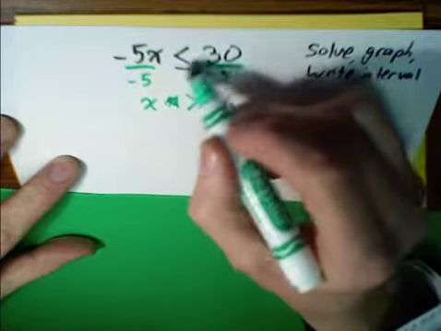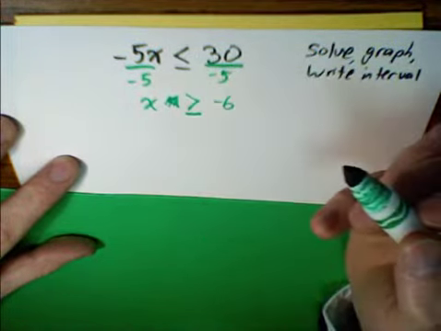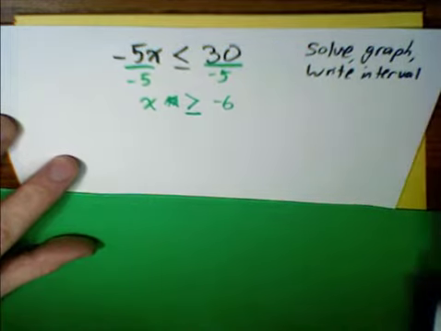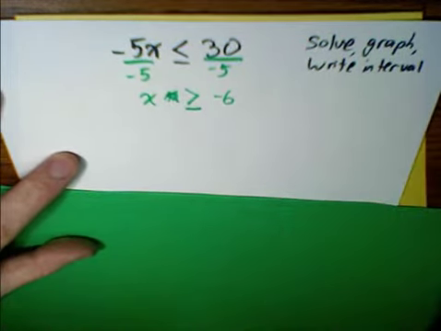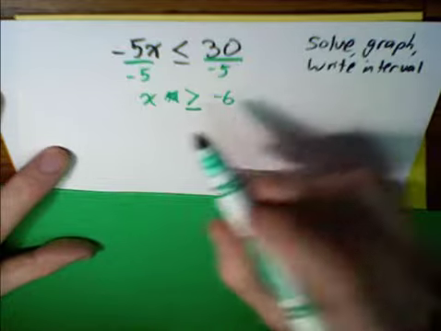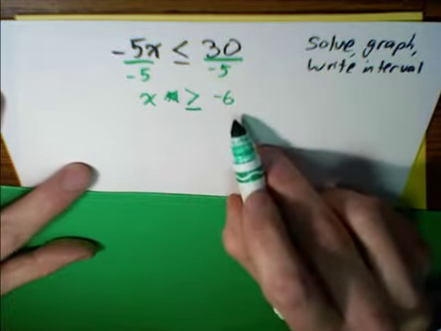When you divide by a negative, see, I almost fell into that trap. When you divide by a negative, you have to reverse the inequality symbol. Okay? It's a very easy mistake to make. So easy, even a math teacher can do it. So my final inequality is x is greater than or equal to negative 6.